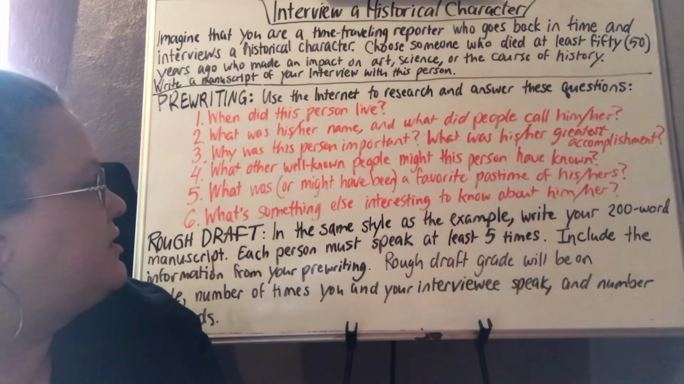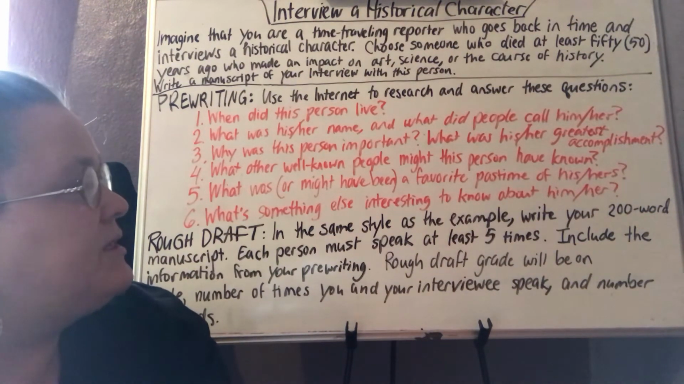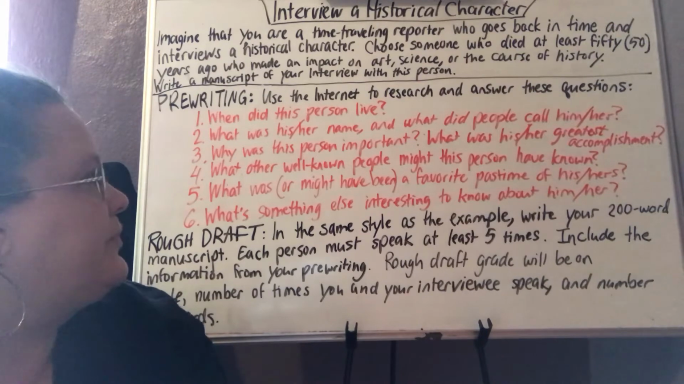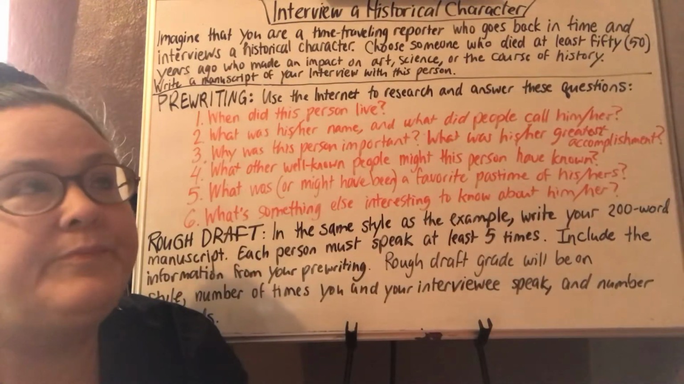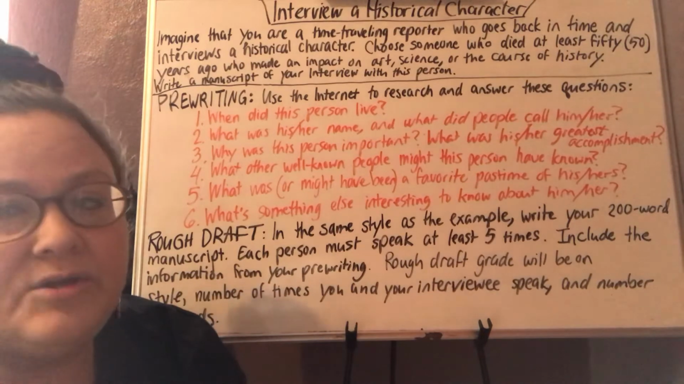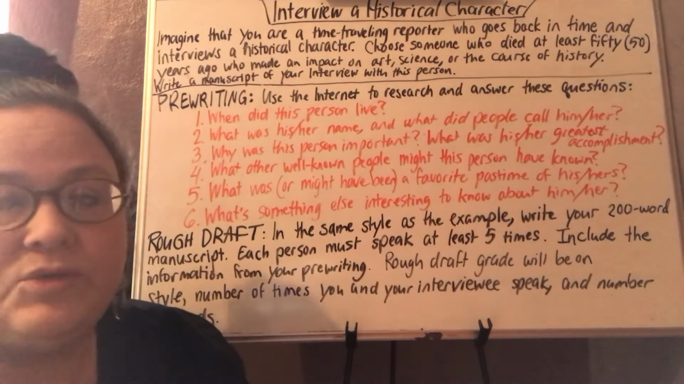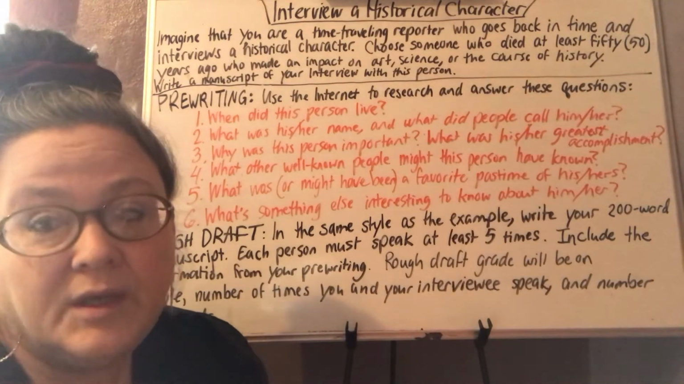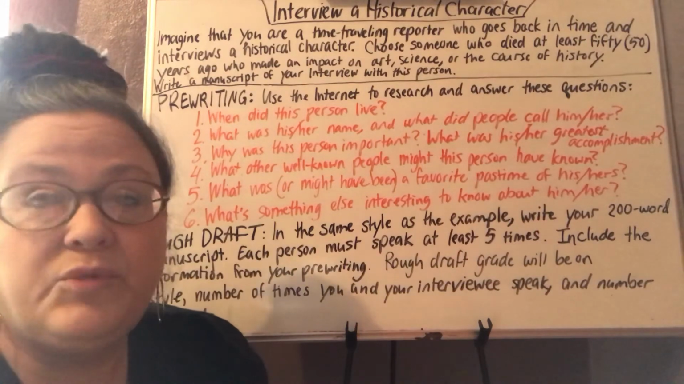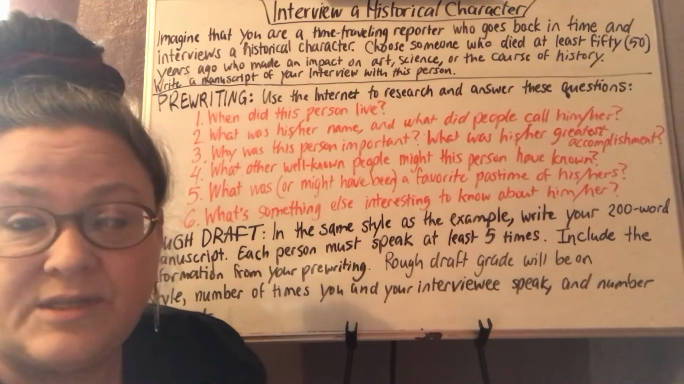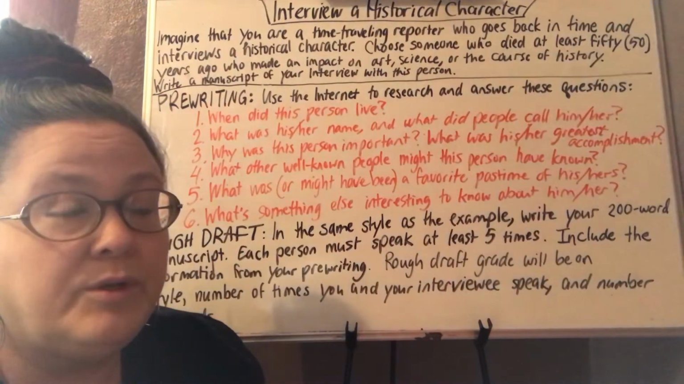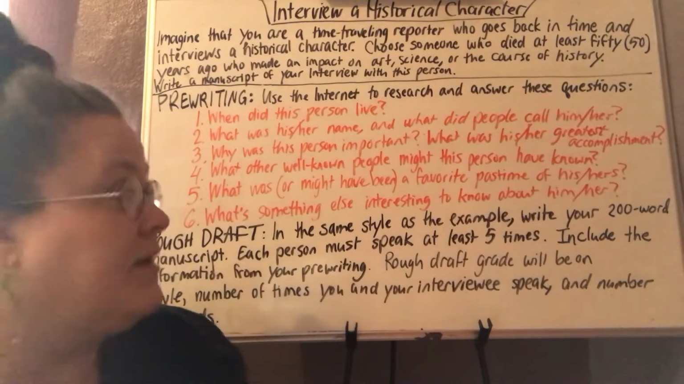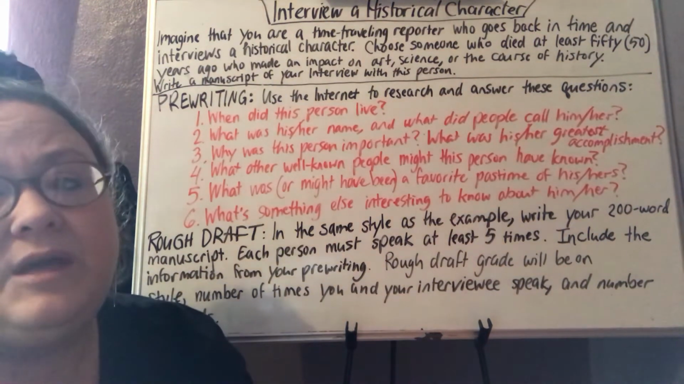Why was this person important? Okay, what was his or her greatest accomplishment? All right, so if you chose Michelangelo, then this person was important mainly because of his contribution to art. And his greatest accomplishment, you could say maybe the painting of the ceiling in the Sistine Chapel in Rome. There are several sculptures that are very important that he did, that kind of thing. Yeah, so just to give you an example.